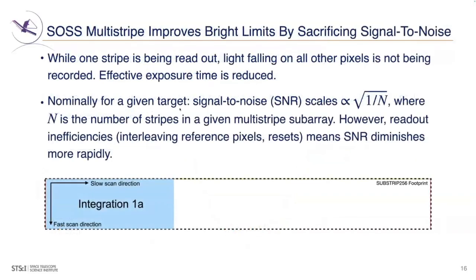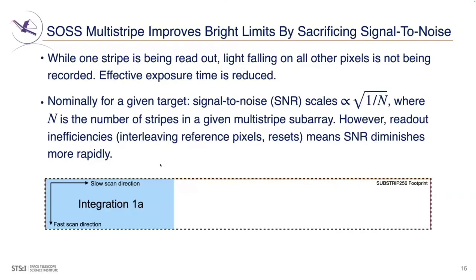Okay, so as I mentioned earlier, SOSS multistripe is improving the bright limits. So I just want to explain this a little bit more. We're reading out a smaller chunk of the detector. We take less time to do it, and our effective exposure time gets reduced, so we can observe these brighter targets without saturating.